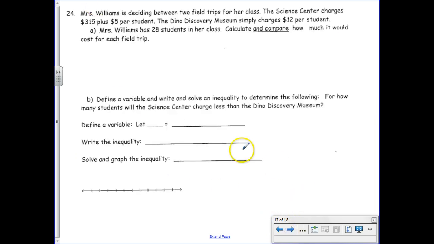All right, here's the big kahuna, the last problem. Mrs. Williams is deciding between 2 field trips for her class. The Science Center charges $315 plus $5 per student. Hold your horses. Science Center, $315 plus $5 for every student. Okay? All right, the Dino Discovery Museum simply charges $12 for every student.